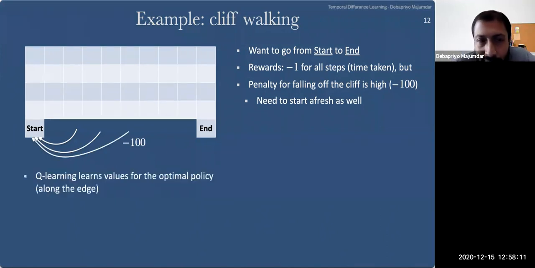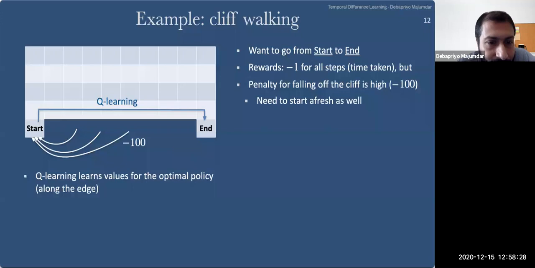Now, what happens with Q learning is, Q learning will learn the values for the optimal policy very quickly. And the optimal policy is this route, right? So this route is the optimal policy. And Q learning will actually learn that this is the optimal policy, that it will do very quickly.